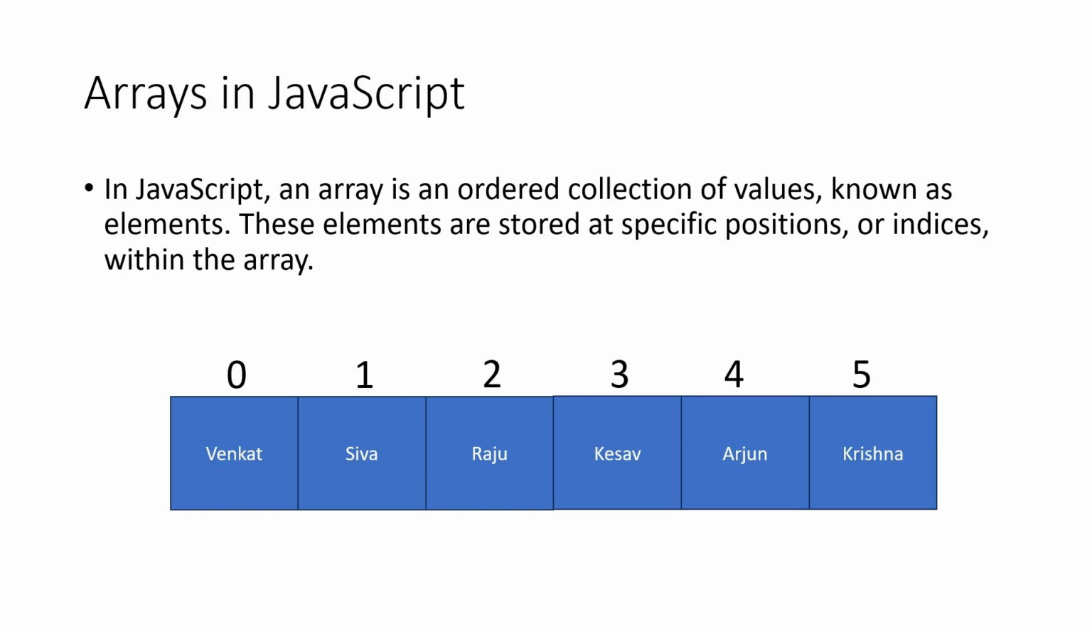So here you can see, this is an array. This array has 6 different values or elements. These 6 elements are storing different employee names. The first array element is storing the employee name Venkat, and the second is storing Shiva. The third element is storing Raju, the fourth is storing Keshav, the fifth is storing Arjun, and the sixth element is storing the employee name Krishna. These are the values we wanted to save inside the array.